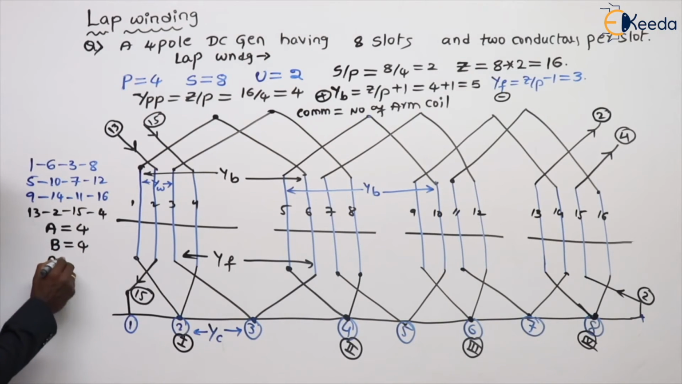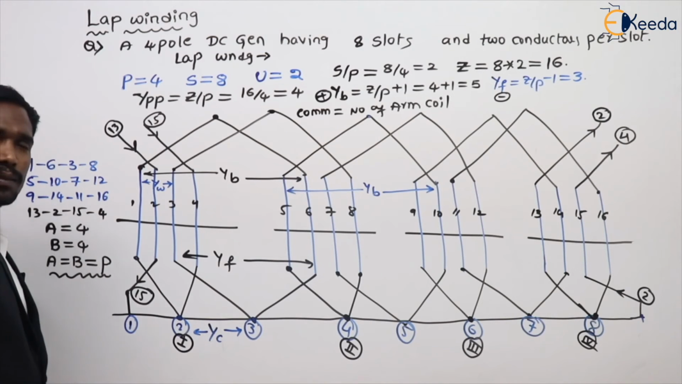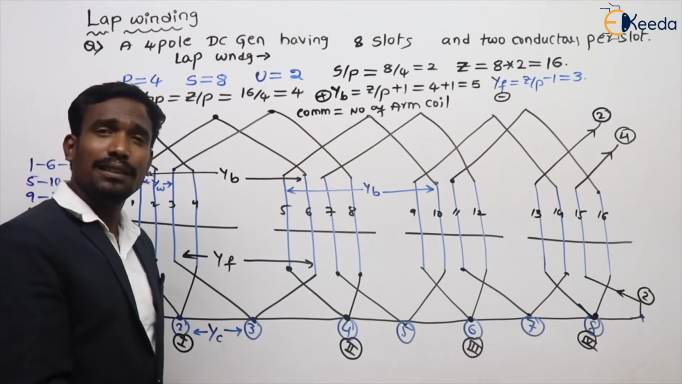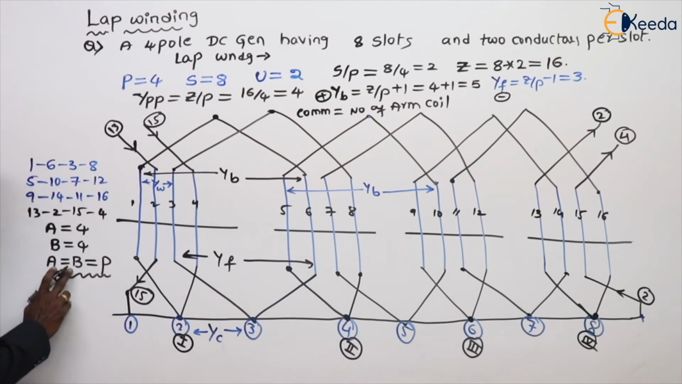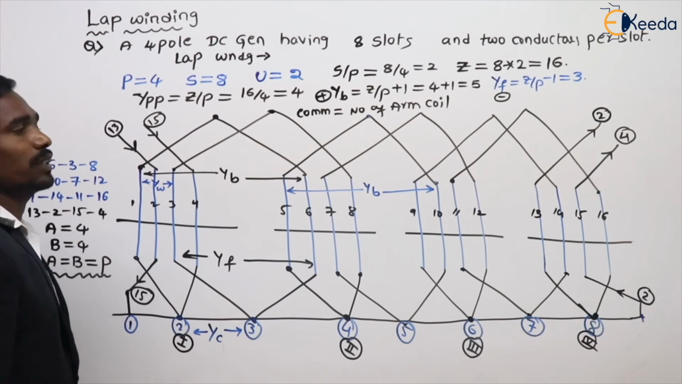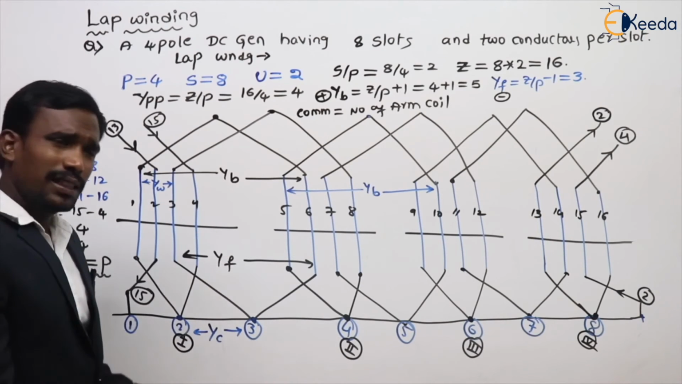Number of parallel paths equals number of brushes equals number of poles for lap winding. For simplex, it is P; for duplex 2 into pole, for triplex 3 into pole, like that. For simplex, number of parallel paths equals number of brushes equals P. And this completes lap winding.